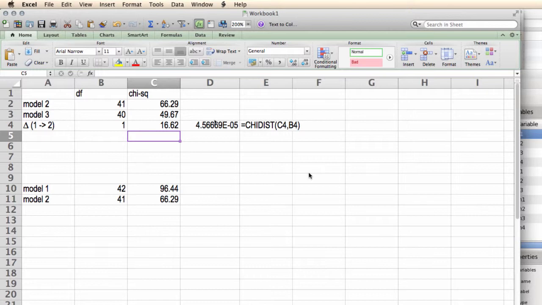Because this is statistically significant, I reject the null that says sigma 1 equals sigma 2. I reject that and I accept that the partial mediation model is the better choice. So the partial mediation model is the better choice. And it was statistically significant.